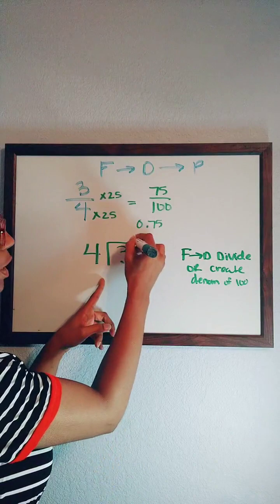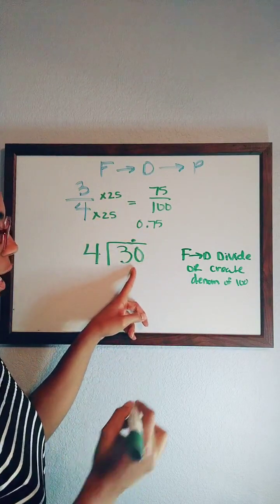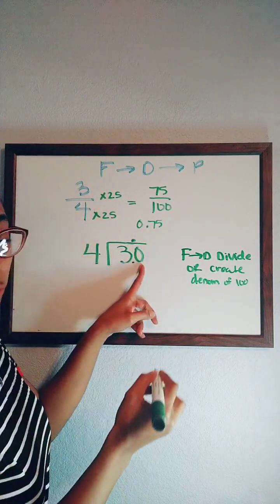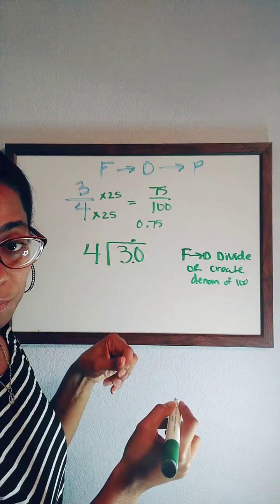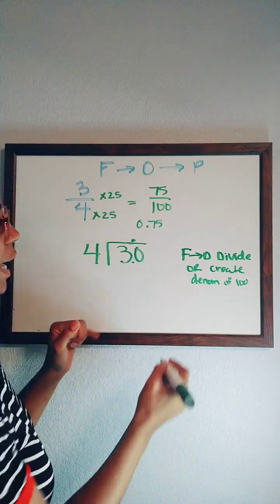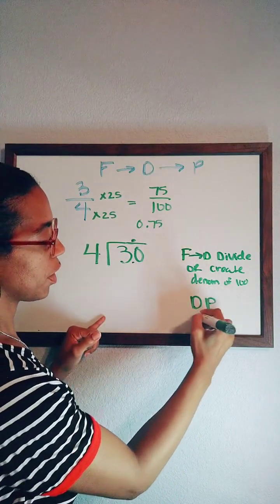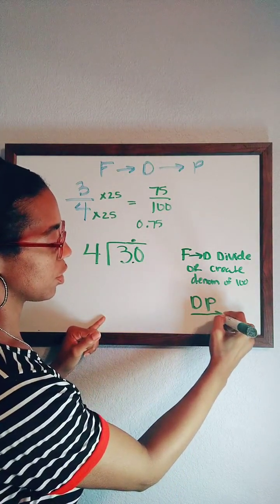4 does not go into 3, so I got to add a little change to it. That's what I say. Add you a decimal and add you a 0. You got to add a little change. You just move the decimal 2 times. And I always remember Dr. Pepper. If you want to go from a decimal to a percent, you're going this way.